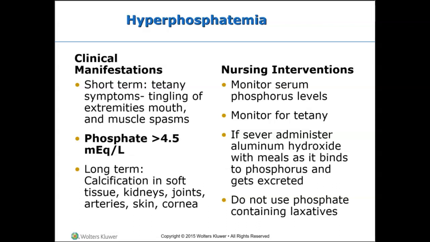Again, phosphate level will be above 4.5 if they're hyperphosphatemic. Again, we're going to monitor for tetany. We're going to administer aluminum hydroxide with meals. This will help bind to the phosphate that's in the body, and that's in the bloodstream, and therefore will help remove it, right? We're going to monitor our phosphorus levels.